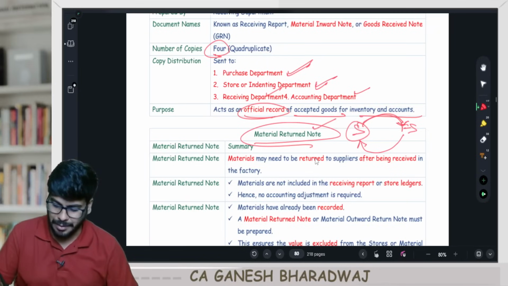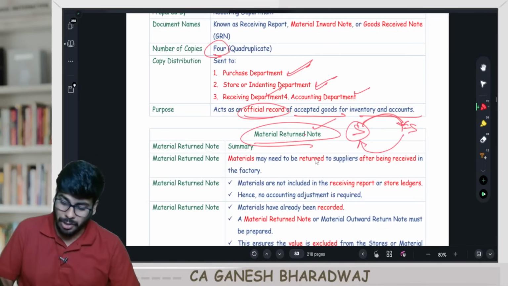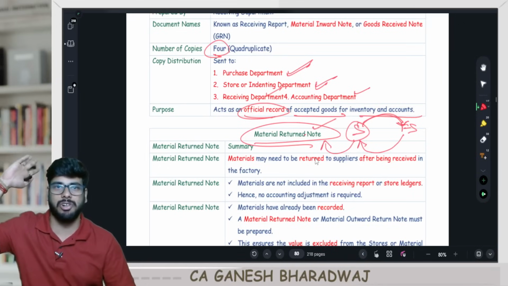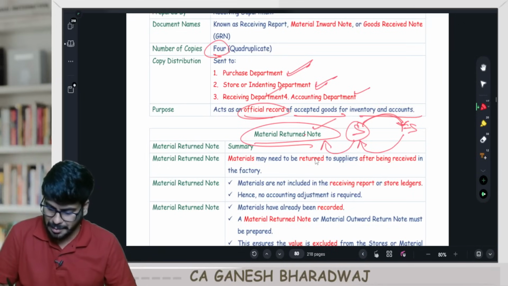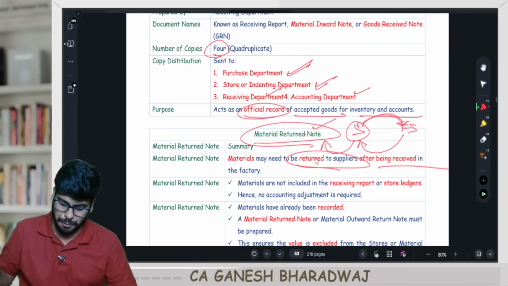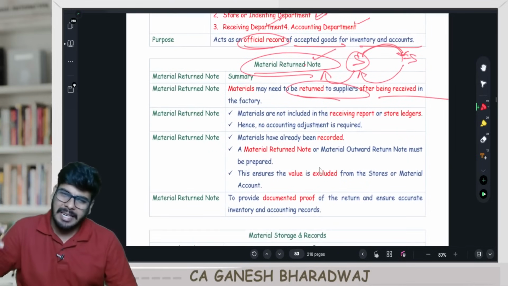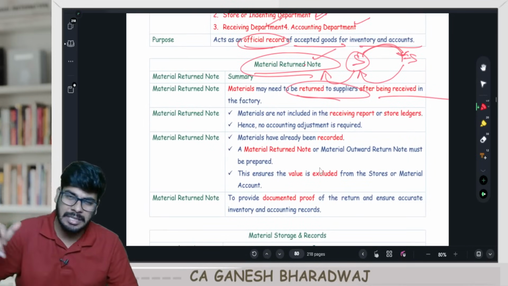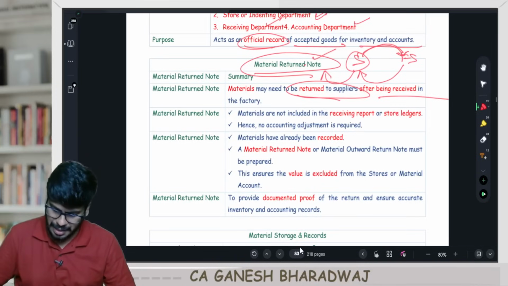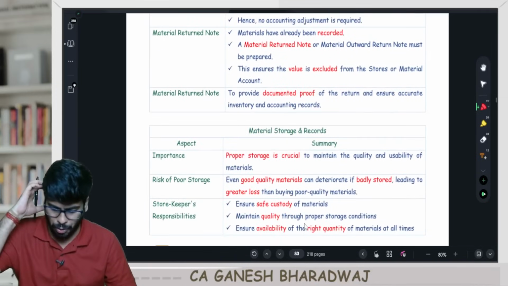At times, this material returned note is also used when the stores department is returning goods to the suppliers also. Are you clear with this, guys? The material may be returned to the supplier after being received in the factory. So in this case, you prepare this material return note, or even in some factories, for internal purpose, from factory shop back to the stores also, they use this material return note. That's about it, right?